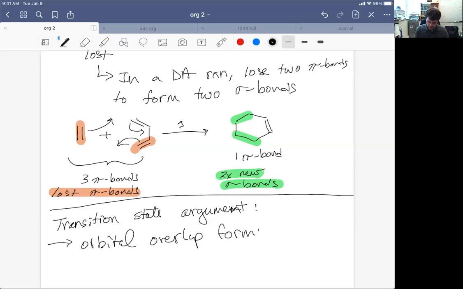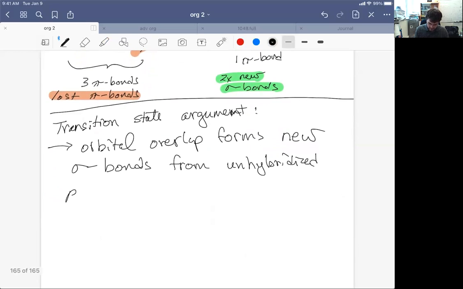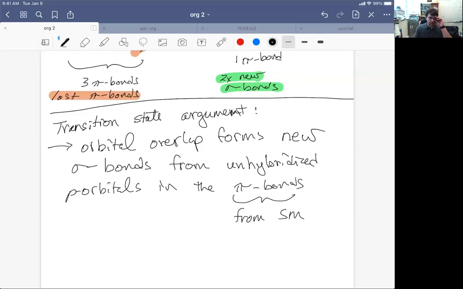So orbital overlap forms new sigma bonds from the unhybridized p orbitals in the pi bonds. And that's the pi bonds of the starting materials. Okay, that's a lot of words. Let's go ahead and draw some pictures. So let's just remind ourselves of a sigma bond and a pi bond, right? A sigma bond is going to have head-to-head overlap of usually what we consider distorted or hybridized orbitals.